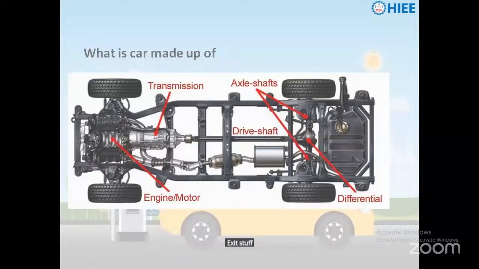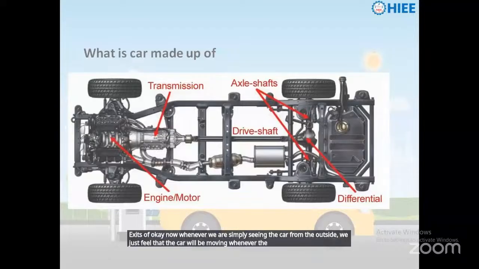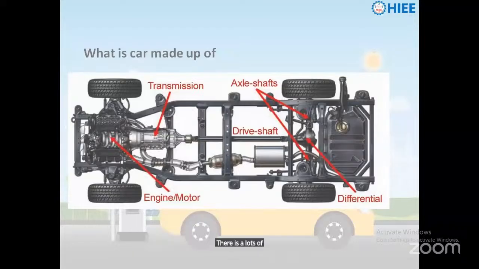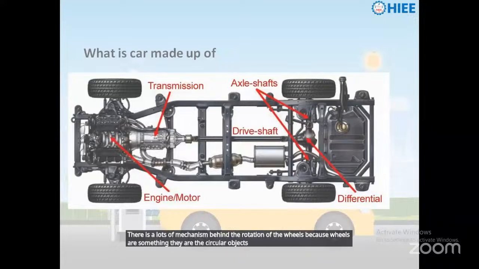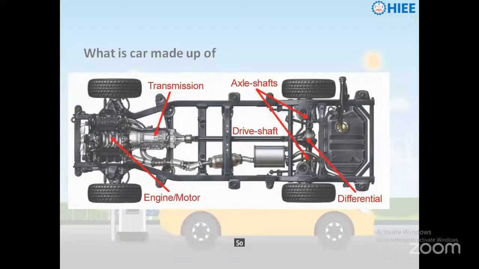Okay. Now, whenever we are simply seeing the car from the outside, we just feel that the car will be moving whenever the acceleration is given, the tires will be moving. Okay. So this is what the scenario will be thinking. But there are lots of mechanisms behind the rotation of the wheels, because wheels are circular objects where Newton's law works. Whenever the supply is given or whenever an external force is applied on it, it will start the movement, or else it will stay at rest. Okay. So this is what we have learned in our physics.